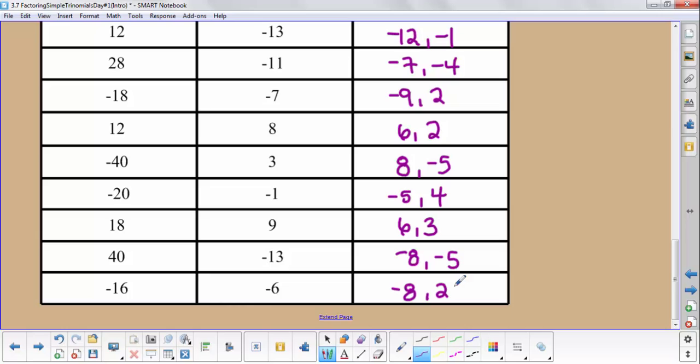Okay, so at this point, hopefully you've had a lot of practice with this, and hopefully you're comfortable with thinking of two numbers that multiply to a certain product and those same two numbers that add to another sum. So we're going to take this and move on and see how it's applied to factoring.